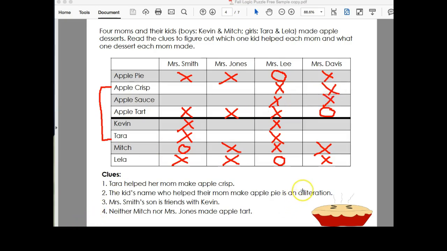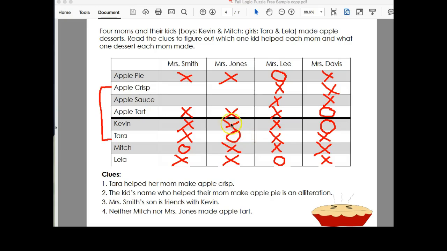Now, I read through the clues again. So, Tara helped her mom make apple crisp. Okay, so how can that help us? Well, let's look here. We see that Mrs. Davis made apple tart. So, Mrs. Davis cannot be Tara's mom because Tara made apple crisp. That leaves Kevin as Mrs. Davis' son, which means we can X out this one. It also leaves this one as the only one left.